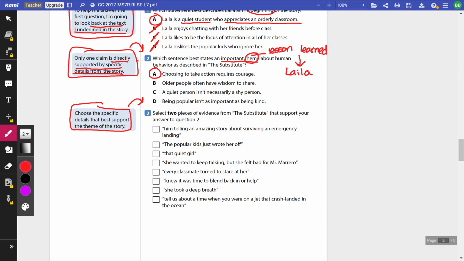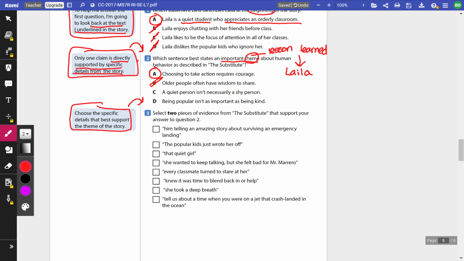Now, let's look at the other answer choices to figure out why they are incorrect. So, answer choice B, older people often have wisdom to share. Well, this may be true, but that theme is not supported by anything in the text. There's no textual evidence to back that up. The only thing from the text that could potentially work for that is the story that Mr. Marrero shares, but that's more of an adventure story. That's definitely not something that has a lot of wisdom behind it. It's just an adventure story. So answer choice B cannot work for us.